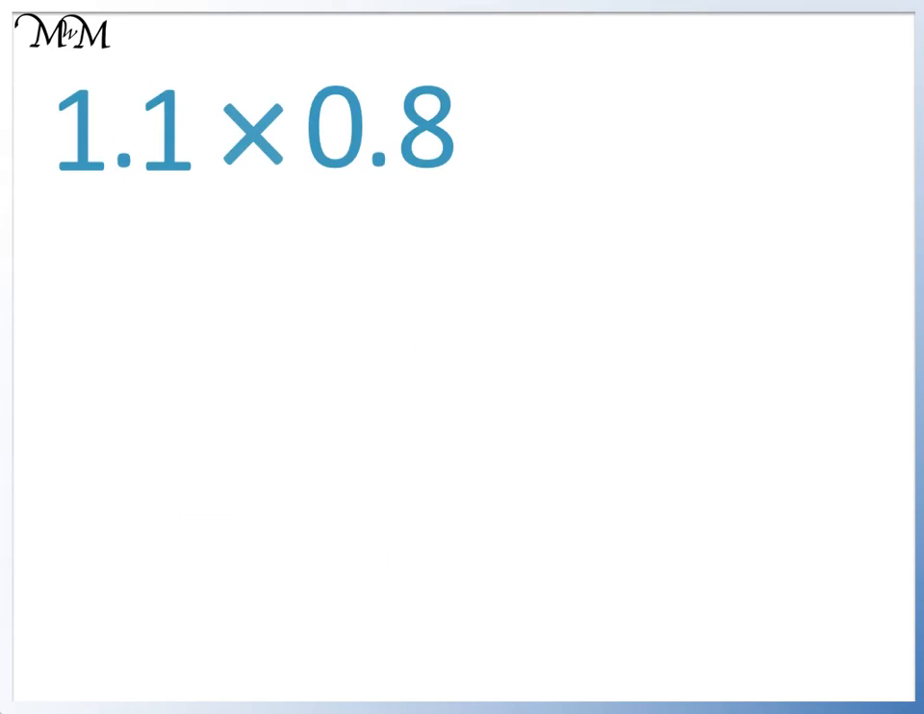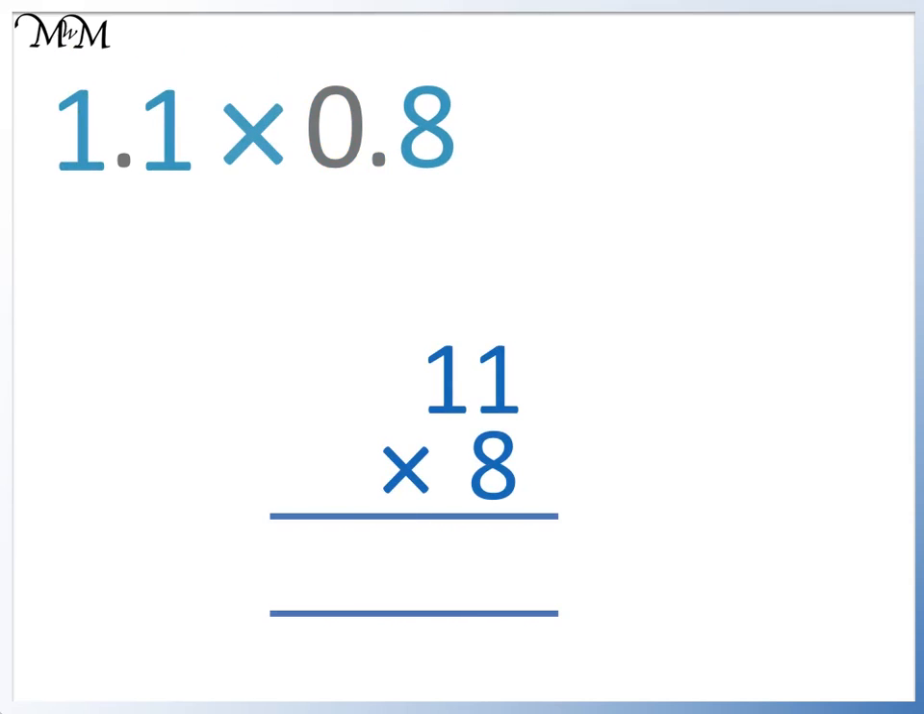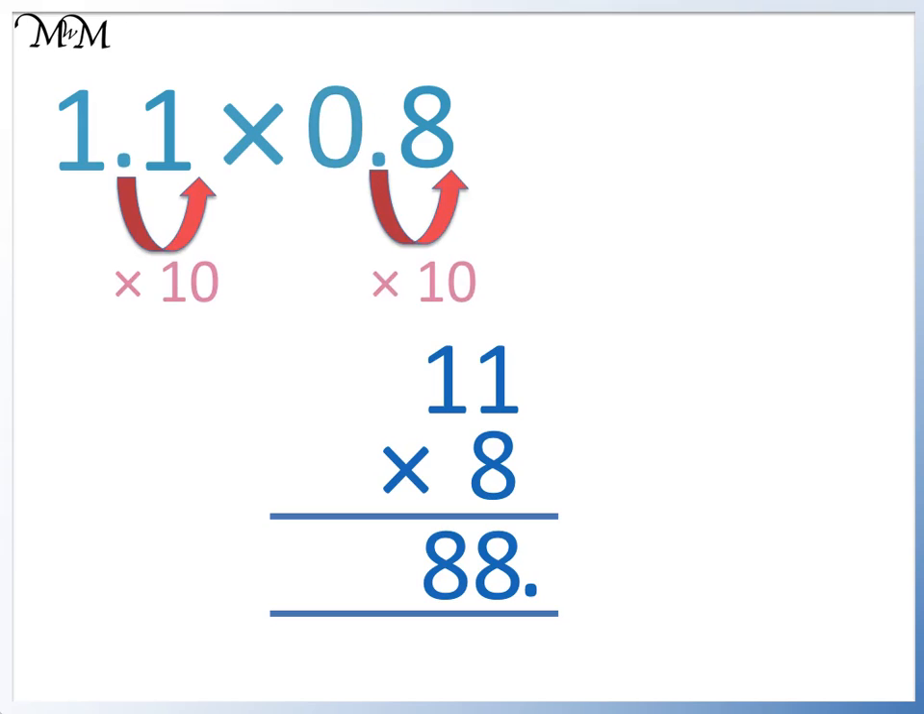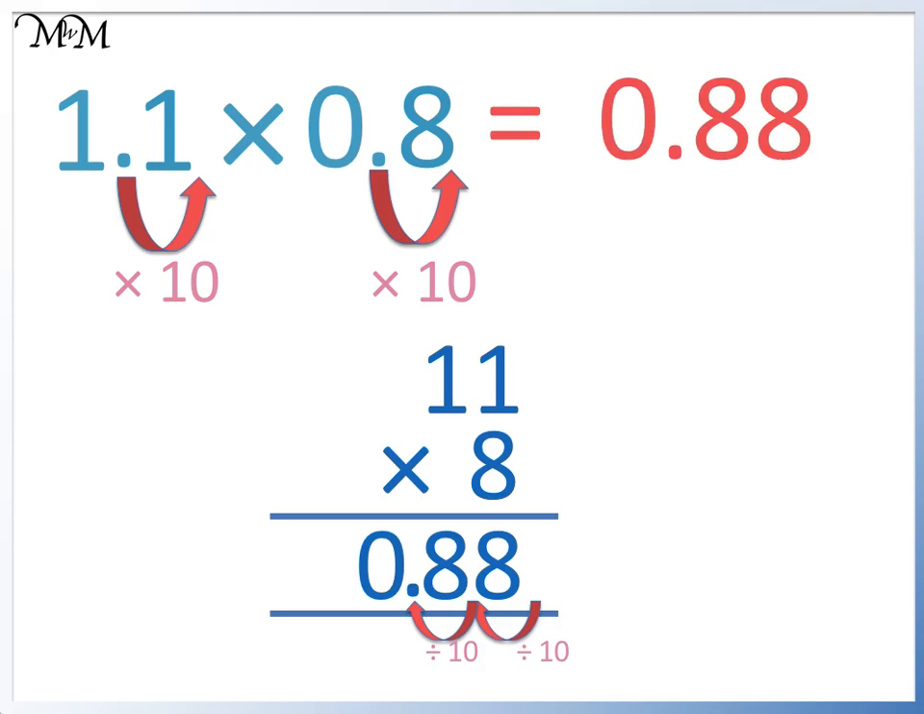Here is 1.1 times 0.8. We ignore any decimal points and any zeros in front of them. We think of this as 11 times 8, which equals 88. We move this decimal point 1 place to the end to make 11, and this decimal point 1 place to make 8. We move the decimal point 2 places. We add a 0 in front of the decimal point. 1.1 times 0.8 equals 0.88.